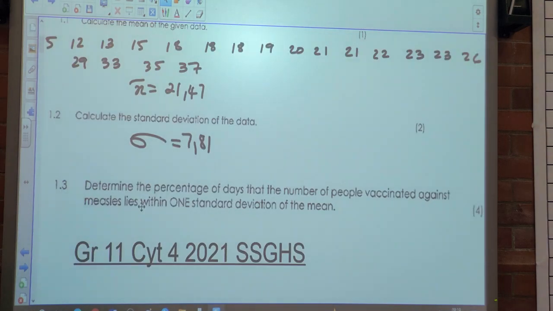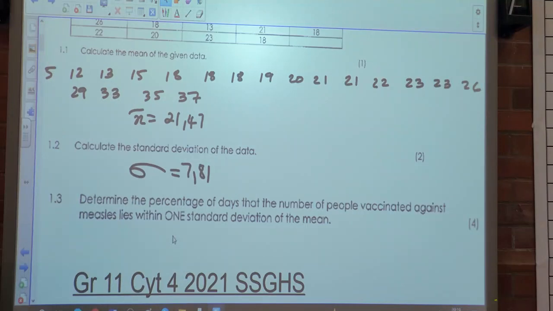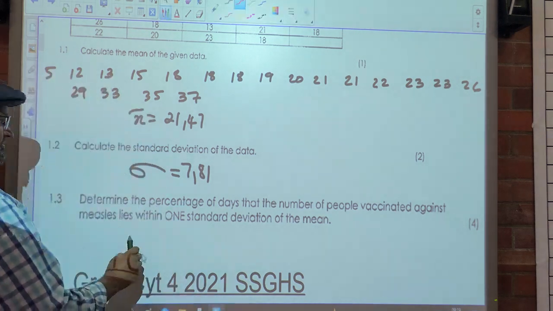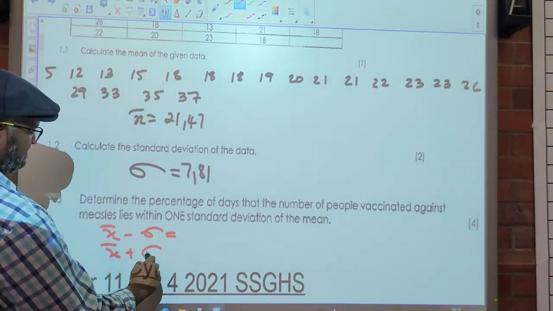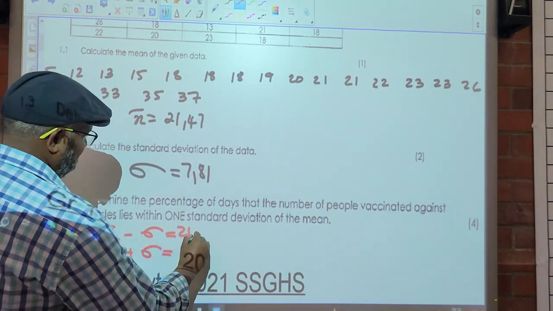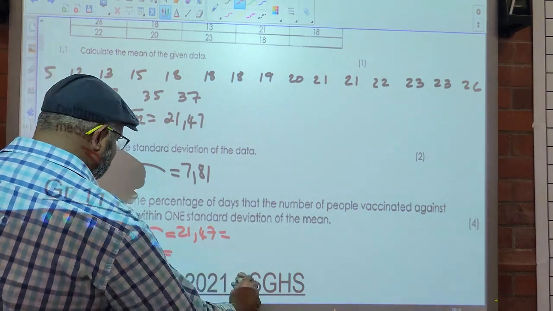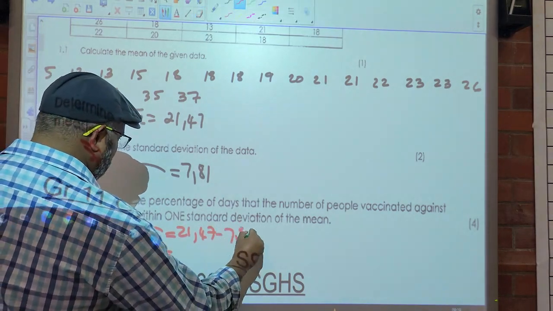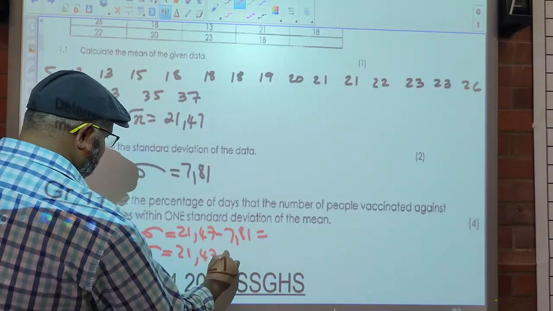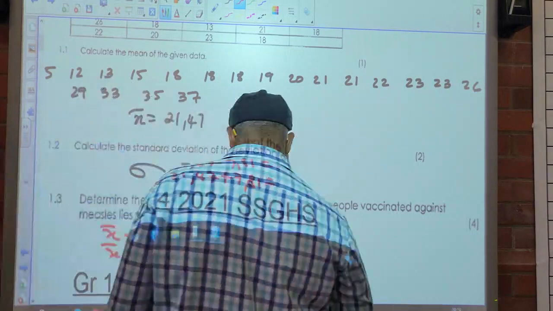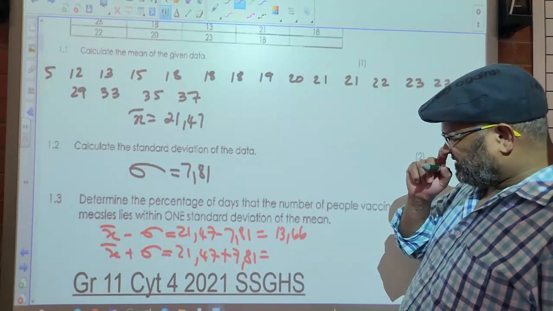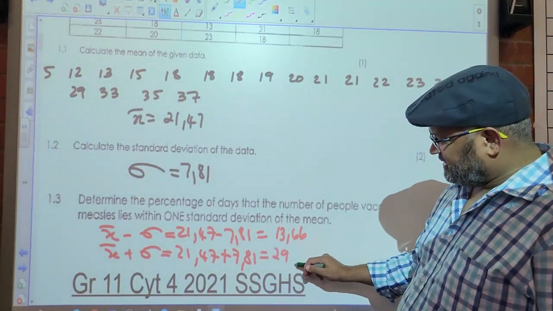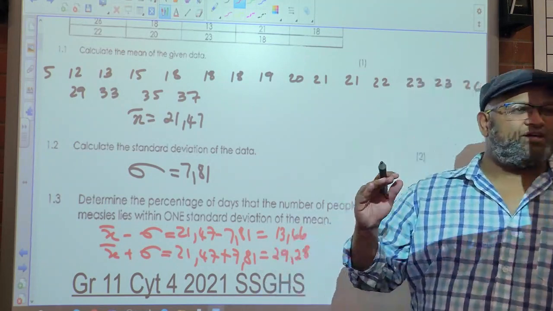The next question says, determine the percentage of days that the number of people vaccinated against measles lies within one standard deviation of the mean. So what do I do here? Set up a range: your mean minus your standard deviation, and your mean plus your standard deviation. So the mean is 21.47 minus 7.81. What does that give us? 13.66. And if I added, what do I get? 29.28. So we set up a range now for ourselves.